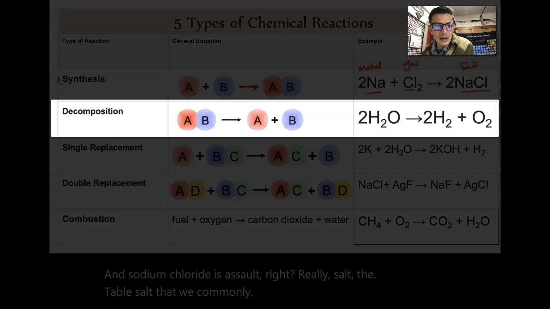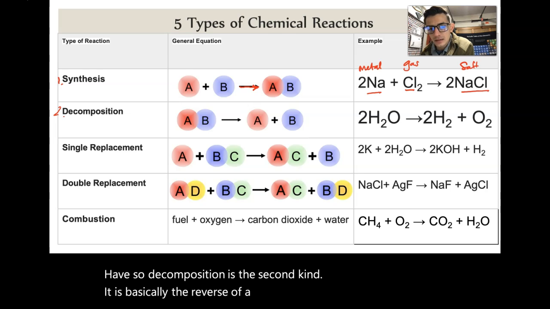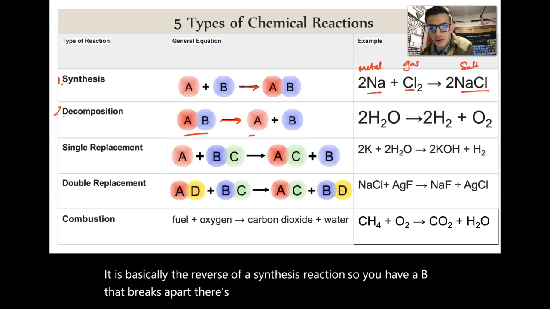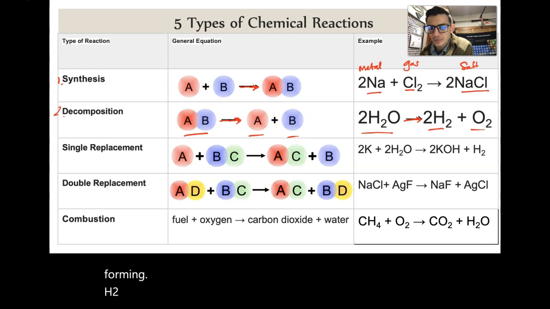So decomposition is the second kind. It is basically the reverse of a synthesis reaction. So you have AB that breaks apart. There's the arrow. And now you have A and B left over. So here's a good example. Water breaking apart and forming H2 and O2.